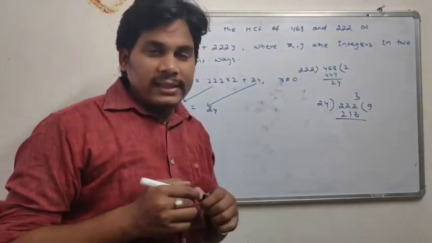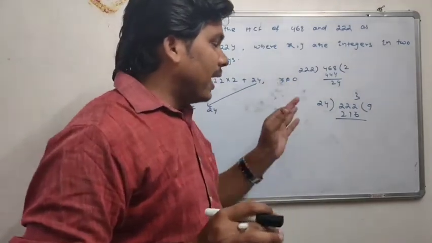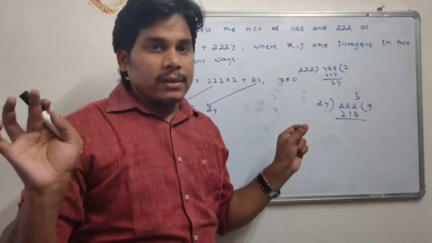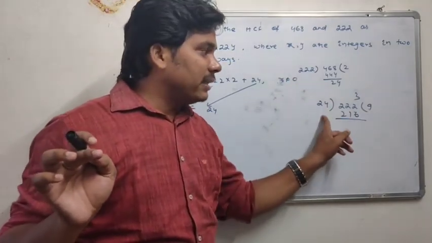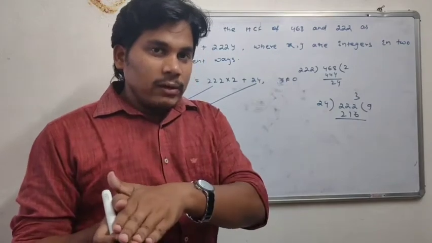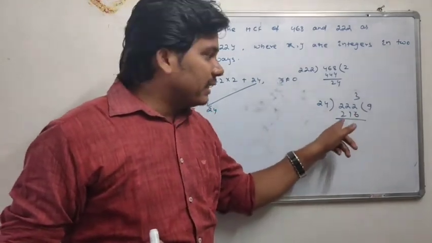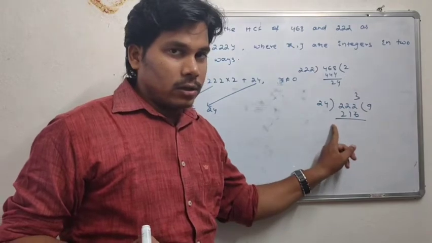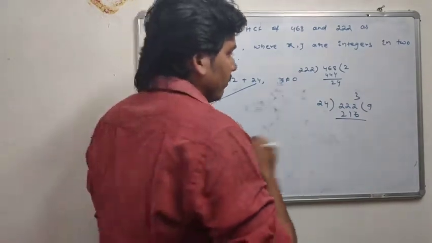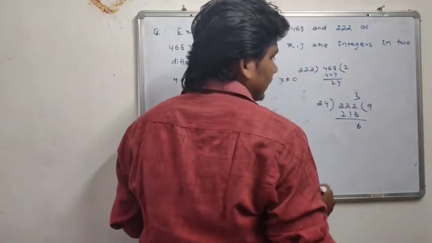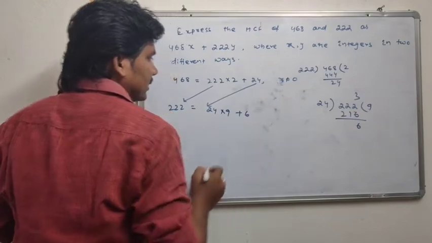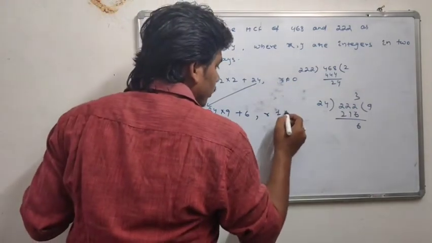Why did I take 5 initially? The reason is that I use the smallest number which you can multiply very easily. If I multiply by 5 easily, then you will get the value. Then if you double the value, you will understand whether that value is suitable or not. As it is not suitable, you can take a lesser value. Then here you will get 6 as the remainder. Then you can write 222 equals 24 into 9 plus 6, where the remainder is not equal to 0.